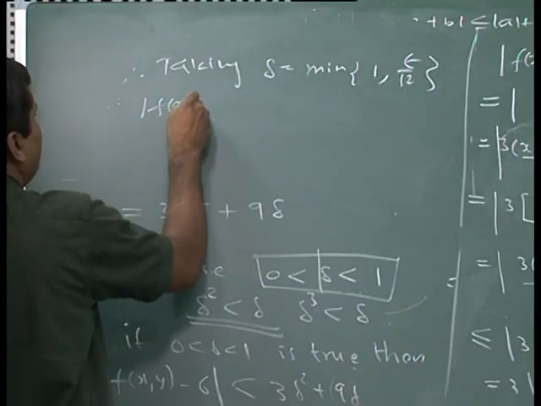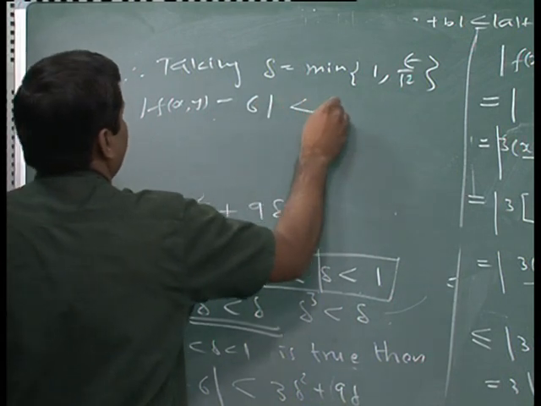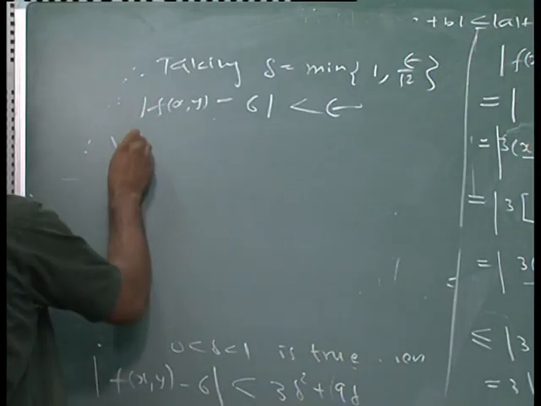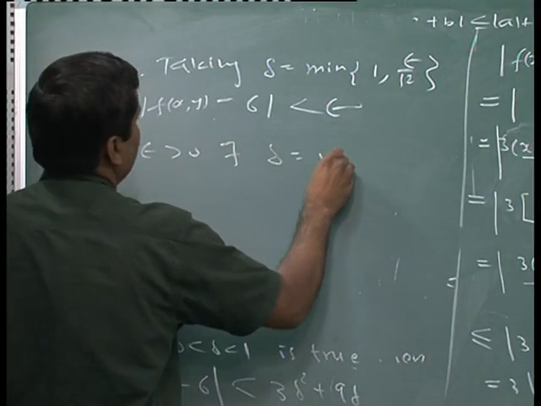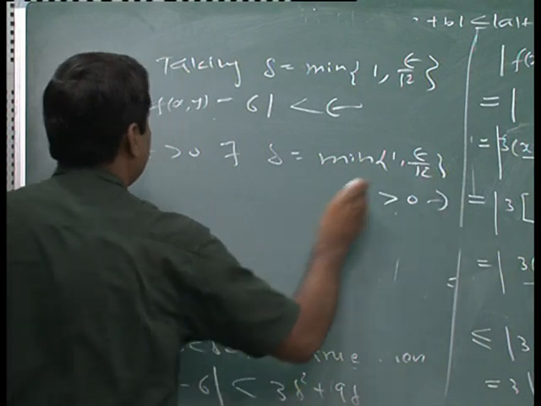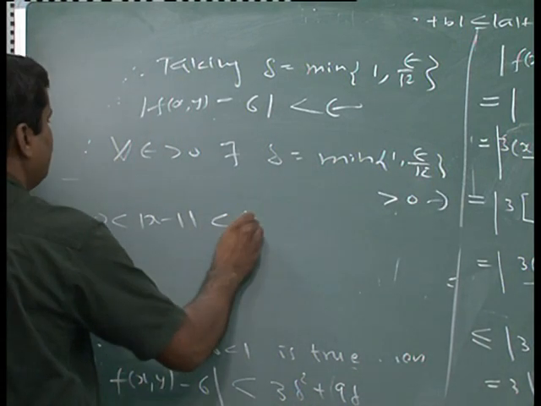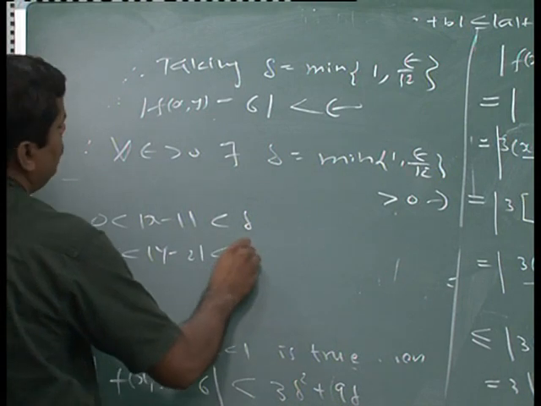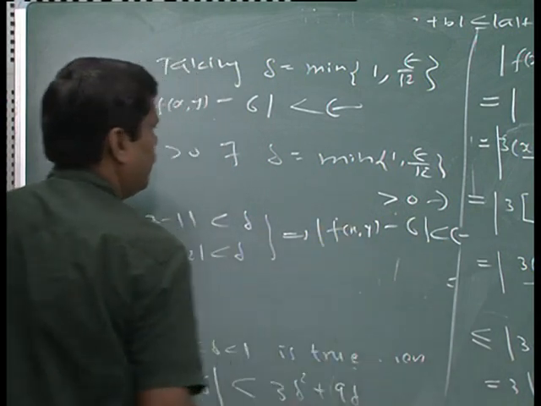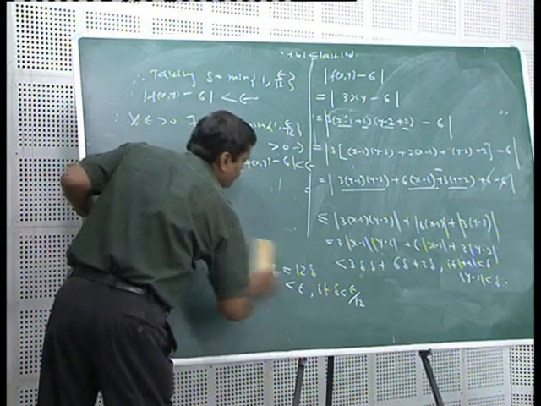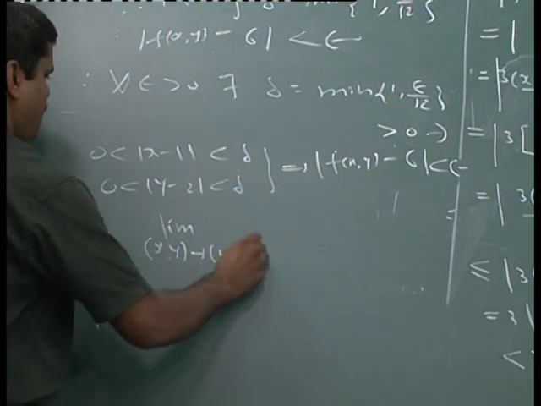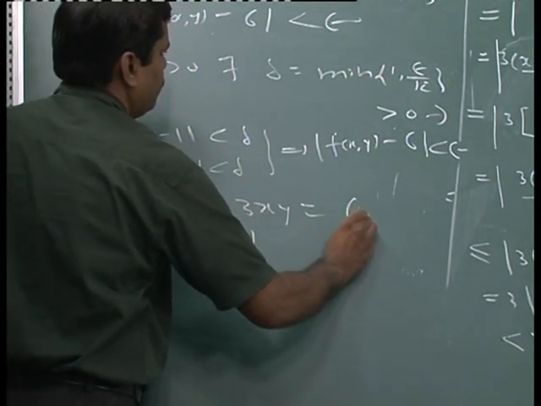We get |f(x,y) minus L| is less than epsilon. So, our requirement is true. What have I proved? For every epsilon there is some delta equal to the minimum of 1 and epsilon by 12, whichever number is smaller, that we choose as delta, such that whenever 0 less than |x minus 1| less than delta and 0 less than |y minus 2| less than delta implies |f(x,y) minus L|, that is 6, is less than epsilon, and this proves the limit as (x,y) tends to (a,b), that is (x,y) tends to (1,2), of f(x,y), that is 3xy, is equal to 6.